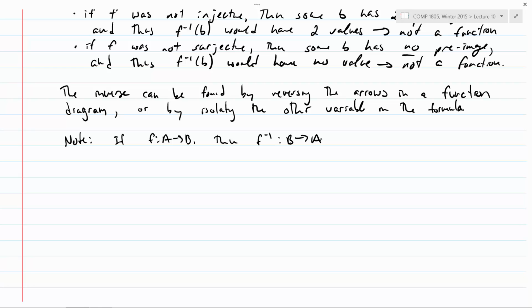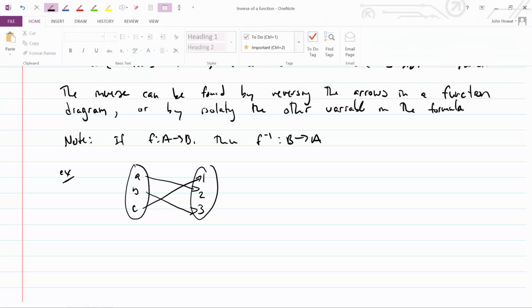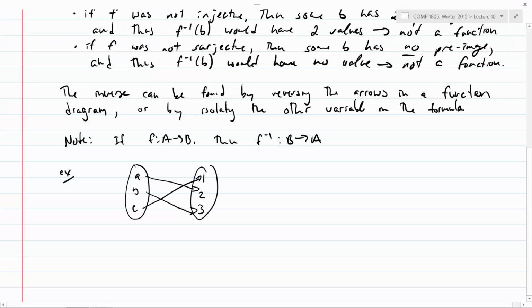Okay, so that's great. Let's do some examples of these things. So consider the following function. We have on the left a, b, and c, and on the right we have 1, 2, and 3. A goes to 2, b goes to 3, c goes to 1. Notice that this really is a bijection, so it makes sense to talk about the inverse. If we want to do the inverse, well then we reverse the directions of the arrows. So 1 goes to c, 3 goes to b, and 2 goes to a.